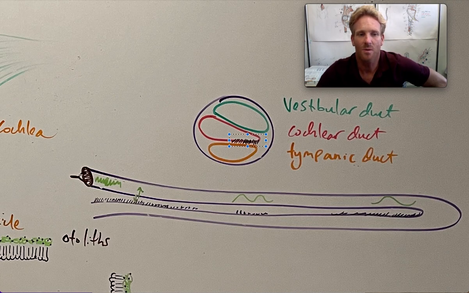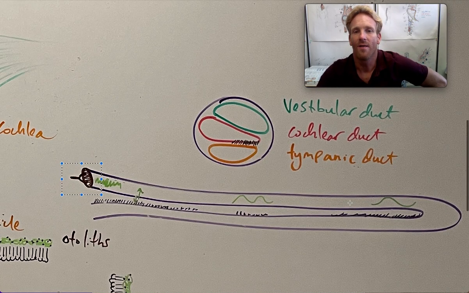The stapes, which is the last ossicle, is going to connect to the beginning of the vestibular duct. And as it beats back and forth when it's vibrated by sound, it's going to transmit those vibrations to vibrations in the fluid that travels through the vestibular duct. Now, at some point along the cochlea, those vibrations are going to be perfectly tuned to resonate with some part of the cochlea.